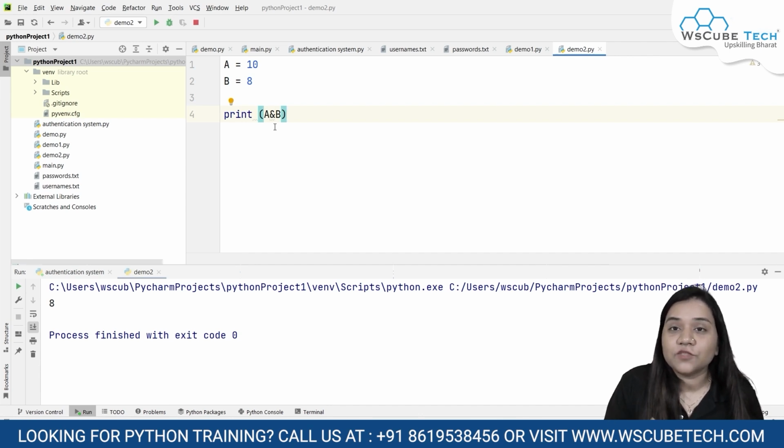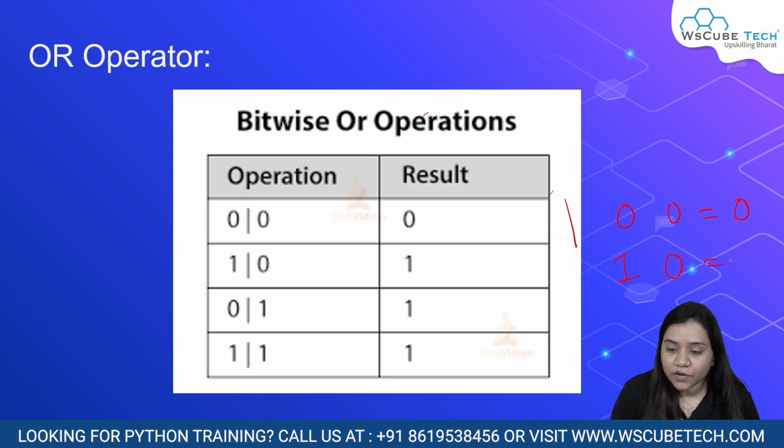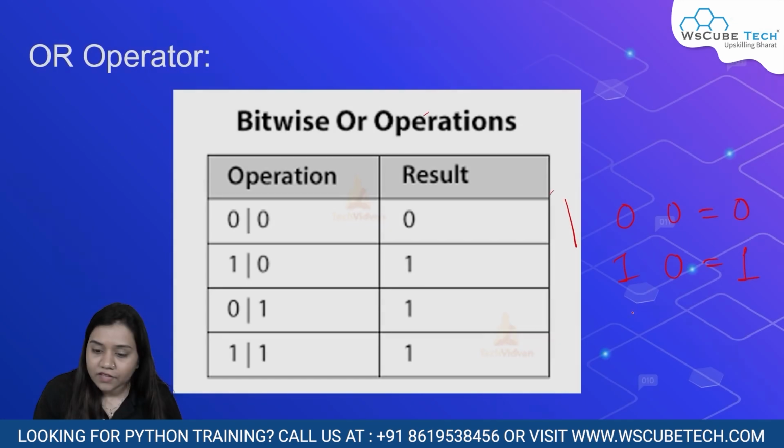Okay, now let's move ahead to our next operator, that is the OR operator. Let's see what the OR operator does. So guys, the OR operator is represented by a straight line over here. Now here our OR operator says that whenever there is a 0 and 0, it gives us 0. Whenever there is 1 and 0, it gives us 1. Whenever there is 0 and 1, it also gives us 1. And whenever there is 1 and 1, it also gives us 1.